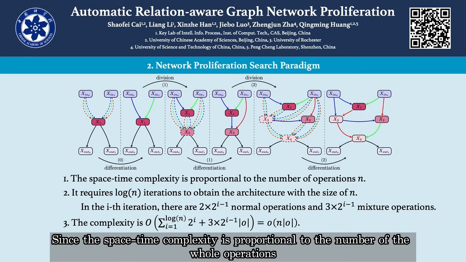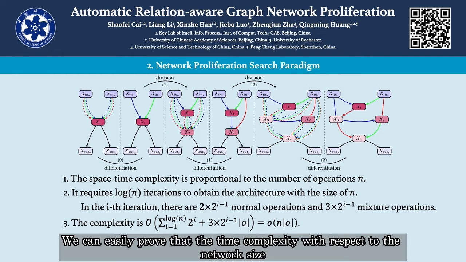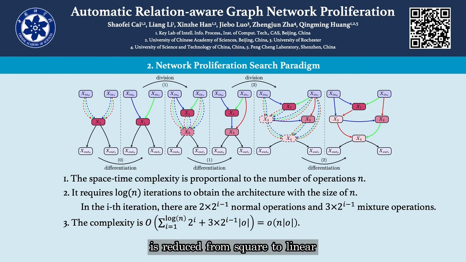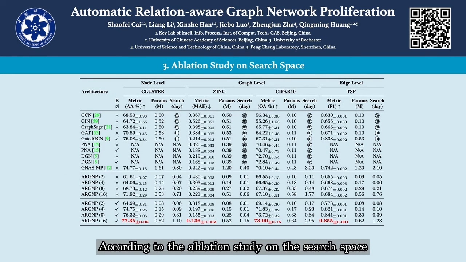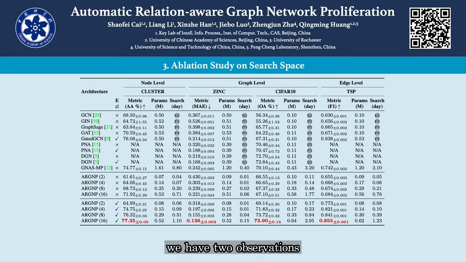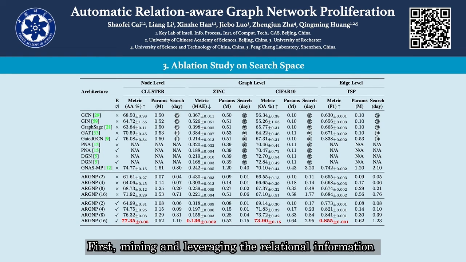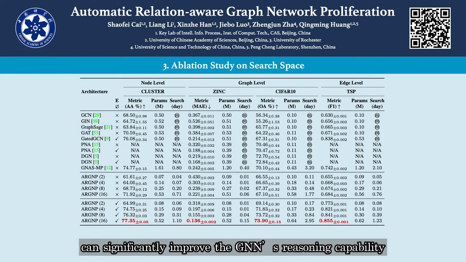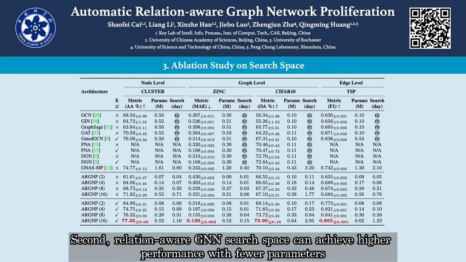Since the space-time complexity is proportional to the number of the whole operations, we can easily prove that the time complexity with respect to the network size is reduced from square to linear. According to the ablation study on search space, we have two observations. First, mining and leveraging the relational information can significantly improve the GNN's reasoning capability. Second, relation-aware GNN search space can achieve higher performance with fewer parameters.